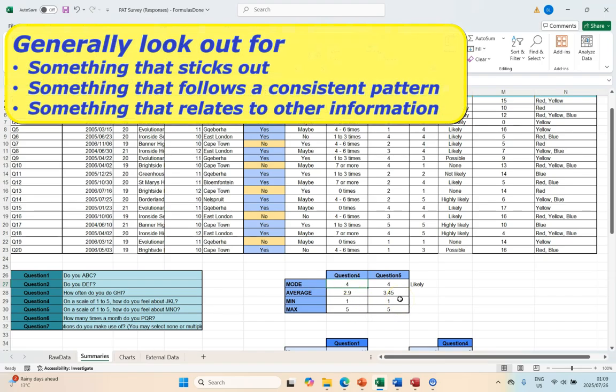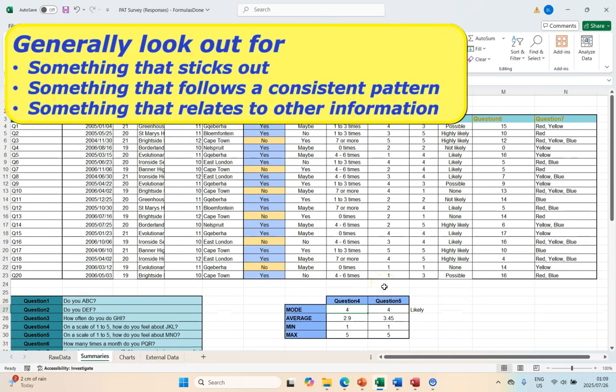That's what I'm really looking for. I'm looking for something that sticks out, that's out of the ordinary, that I can discuss. I'm looking for a pattern that is consistent throughout many situations or scenarios. Those are what I'm basically looking for. Things that stick out or a pattern that is consistent. And it all depends on your data.